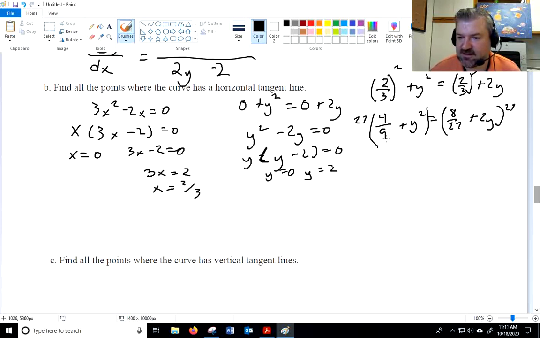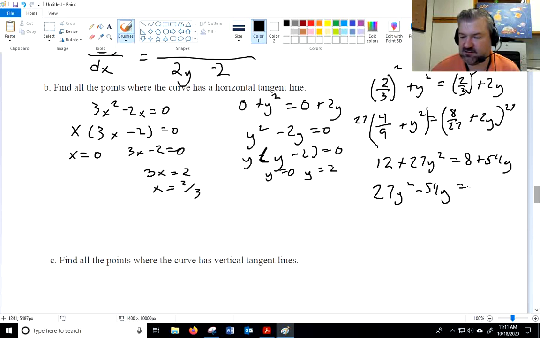27 divided by 9 is 3. 3 times 4 is 12. And then that becomes 8 plus 54y. All right, and so that becomes 27y squared minus 54y plus 4 equals 0.